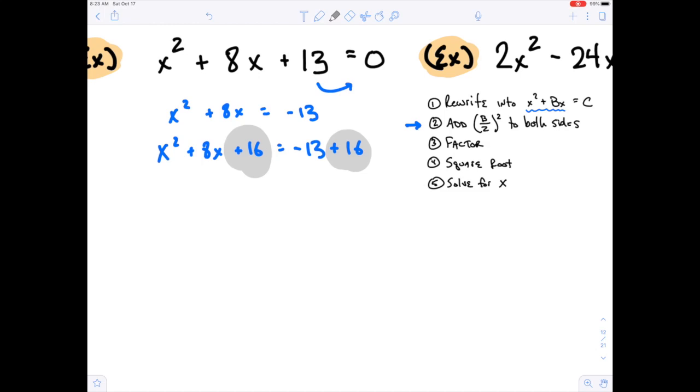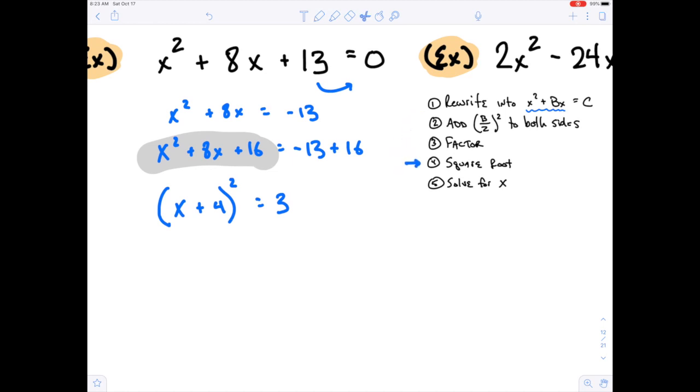By doing that b divided by 2 squared thing, what I've created now is a perfect square trinomial. So on the left-hand side, I have a perfect square trinomial. So I can go ahead and set this up using factoring. And on the right-hand side, negative 13 plus 16 is 3. All right, so now I've just done the factoring piece.